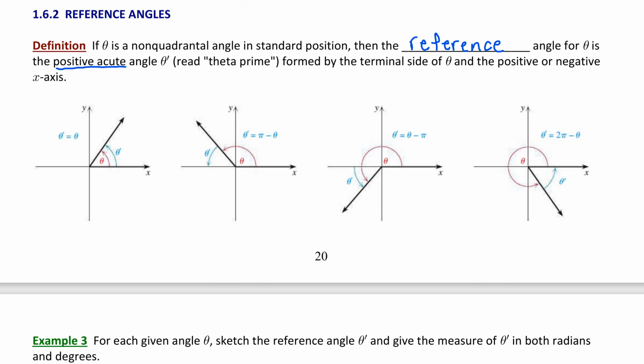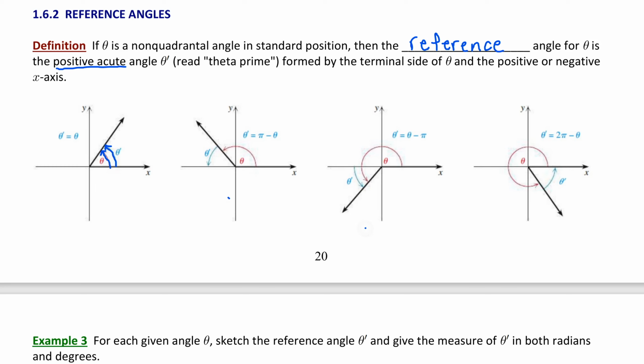So we have several diagrams here to illustrate this concept. In the first diagram, we have an angle theta, which is an acute angle landing in quadrant 1. So it is its own reference angle. Or you could say theta doesn't necessarily need a reference angle.